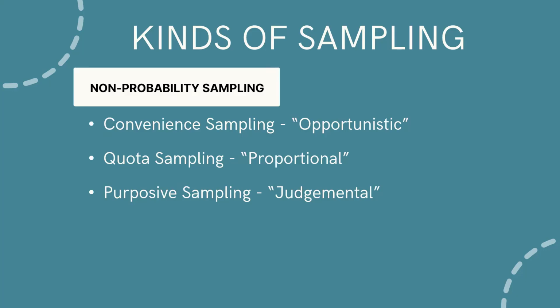Here we have first the convenience sampling. So here, this is opportunistic. Participants are selected based on their easy availability to the researcher.